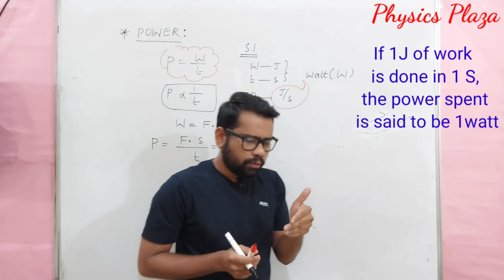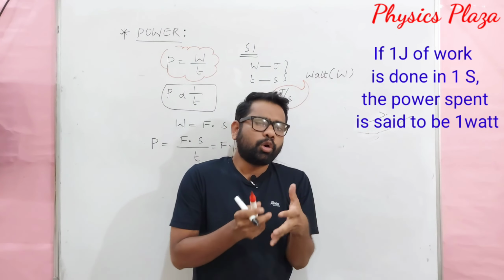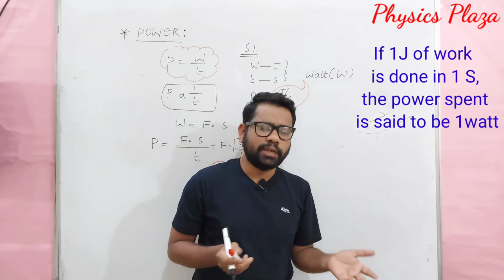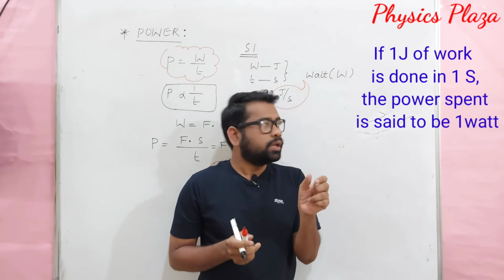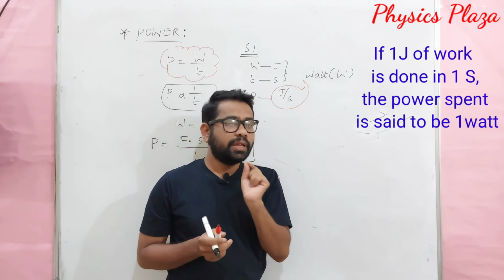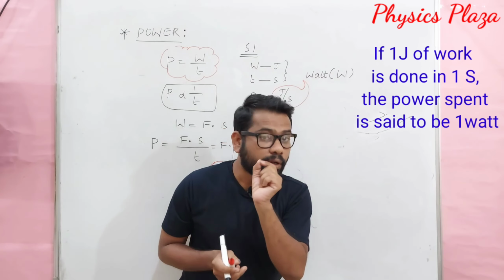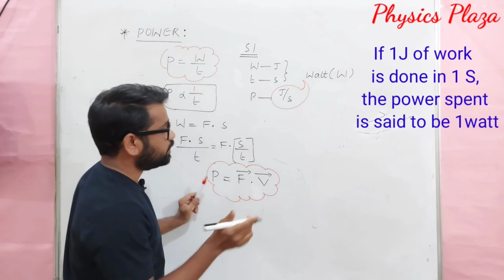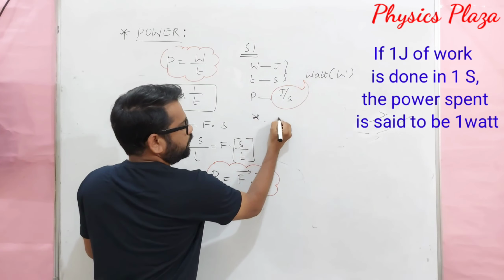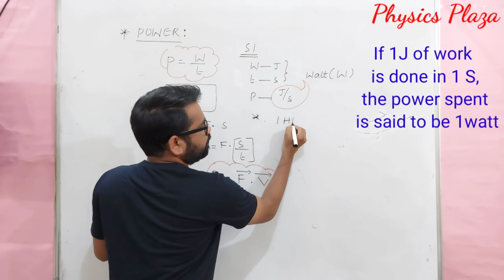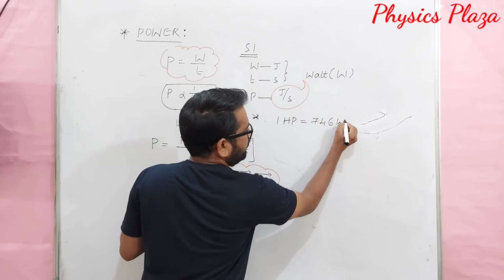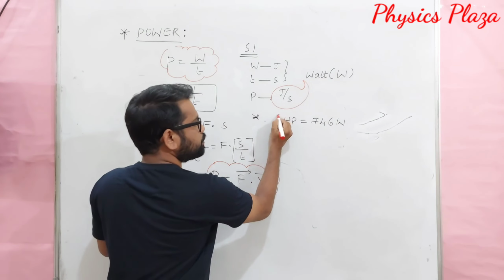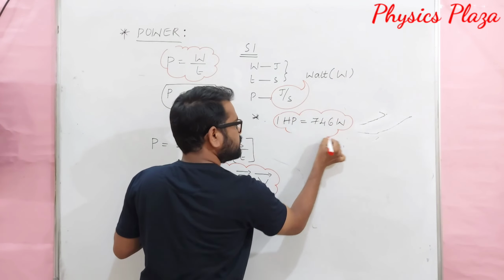But children, whenever we are dealing with more power, especially in mechanical engineering, or whenever you are talking about the power of vehicles, watt becomes a very small unit. There we actually use the unit called horsepower. Children, the practical unit of power is horsepower. So 1 horsepower is equal to 746 watts. It's very, very, very important.